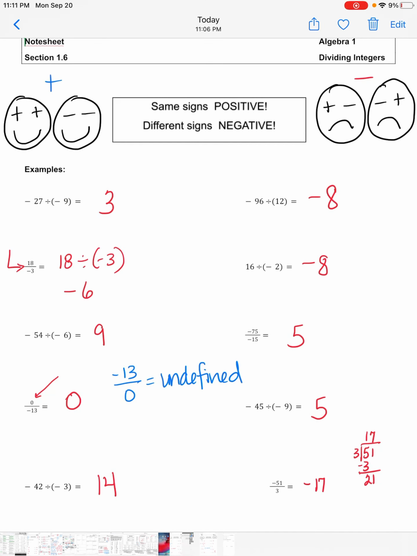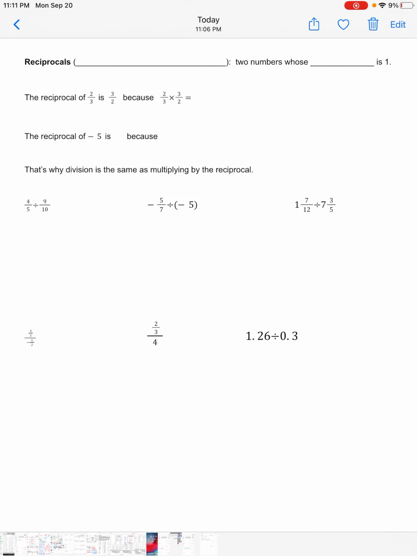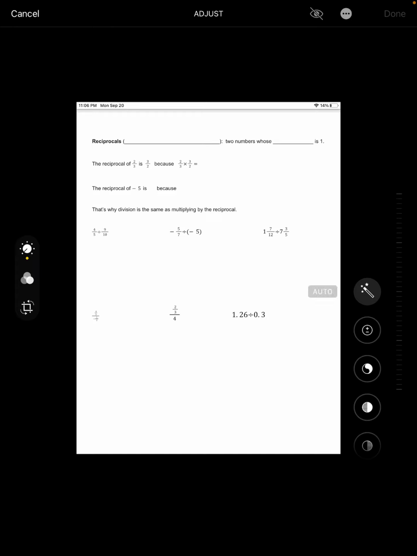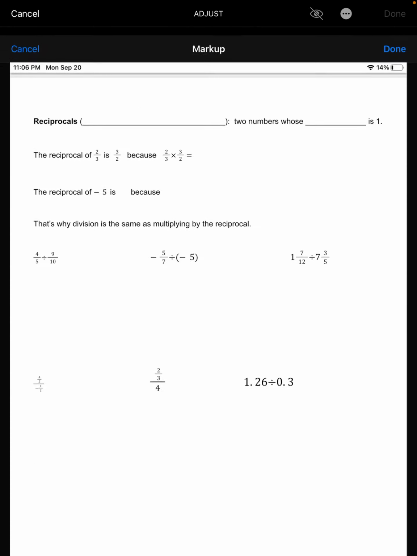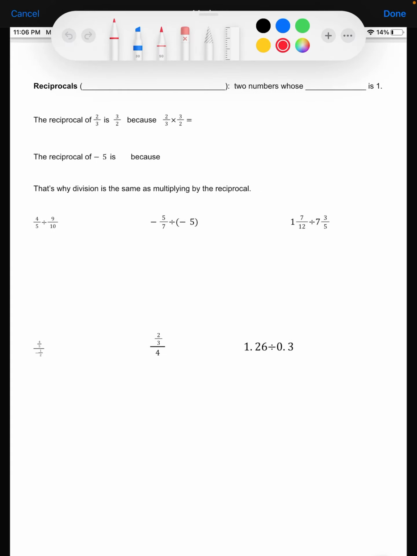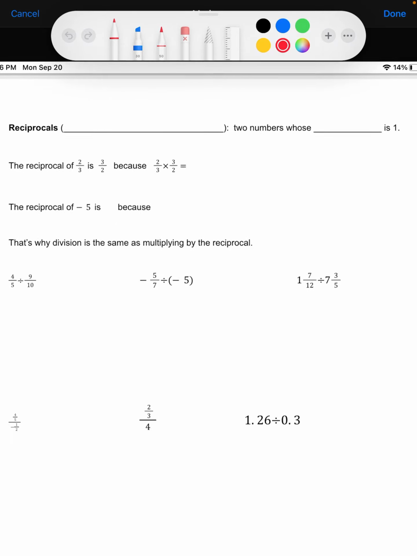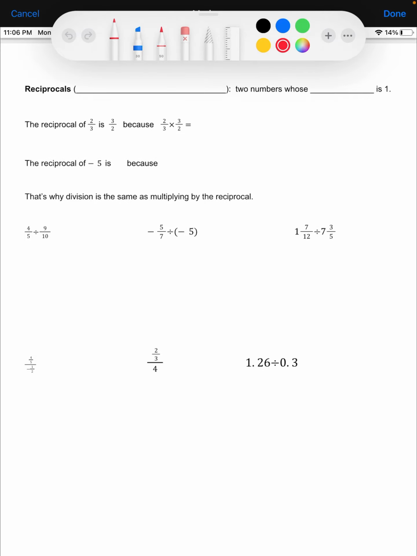You'll get a little bit of practice with those tonight, but then I also want to remind you of some other division rules. Reciprocals. Okay, reciprocals. I don't even know what I wanted to put in there. Maybe flip-flop? I don't know. Reciprocals are when we flip them.